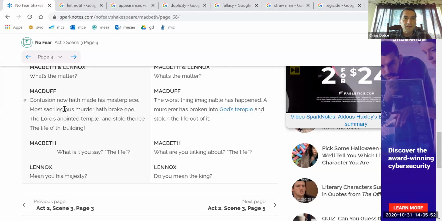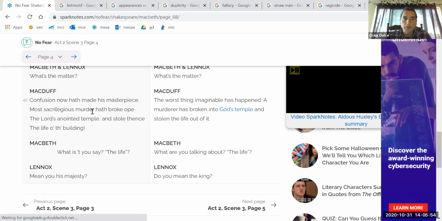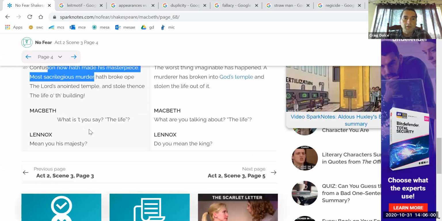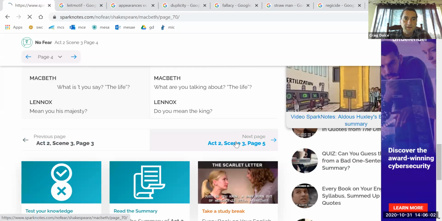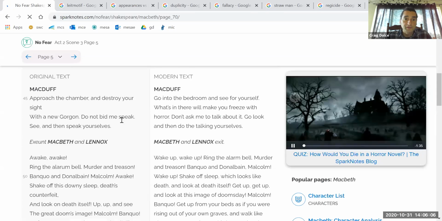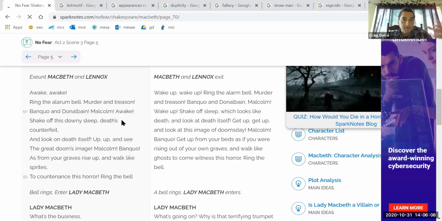Look at that personification there. "Most sacrilegious murder," that's what I mean. It's an act against God. "Hath broke open the Lord's anointed temple and stolen hence the life of the building." And they say, "What do you mean, His Majesty?" So what does Macduff say? "Everybody look inside." So everybody's kind of awakening.